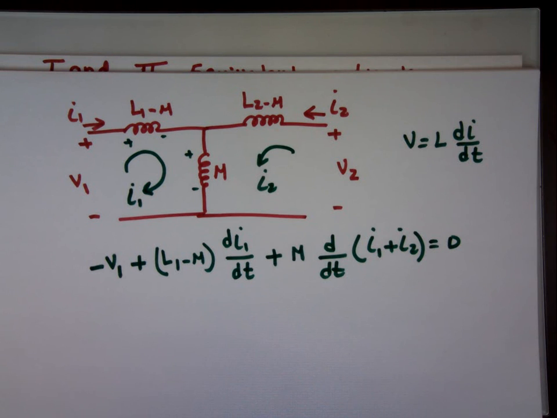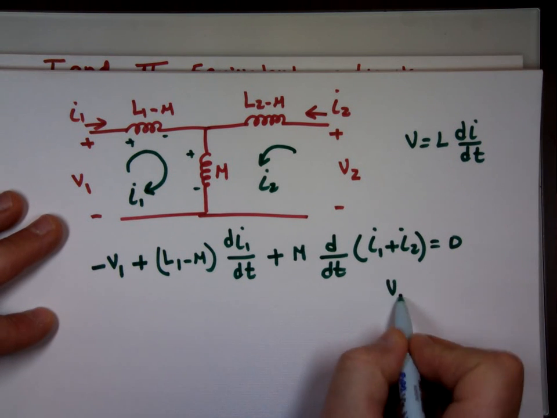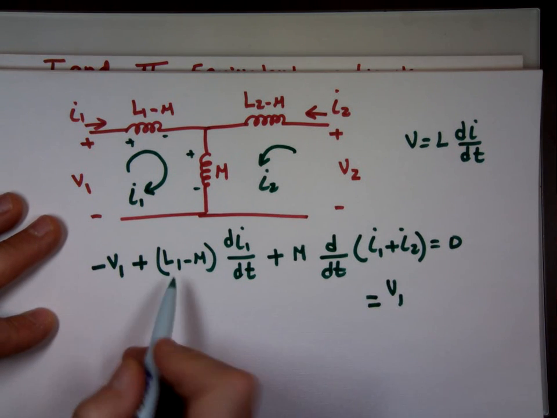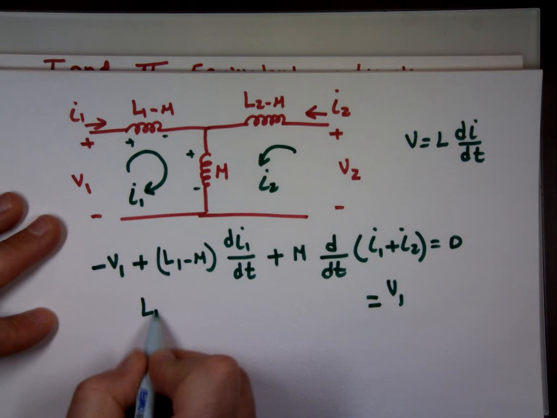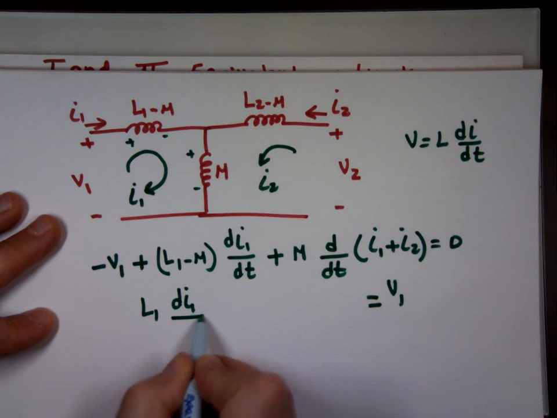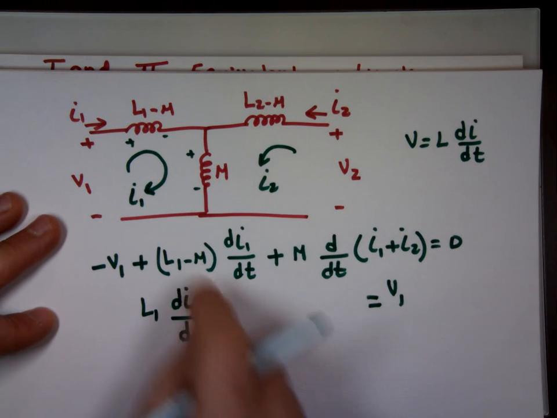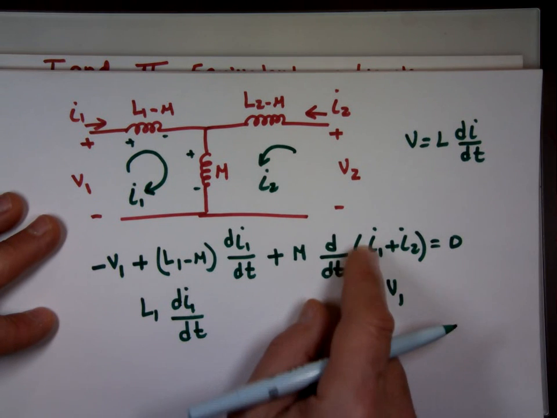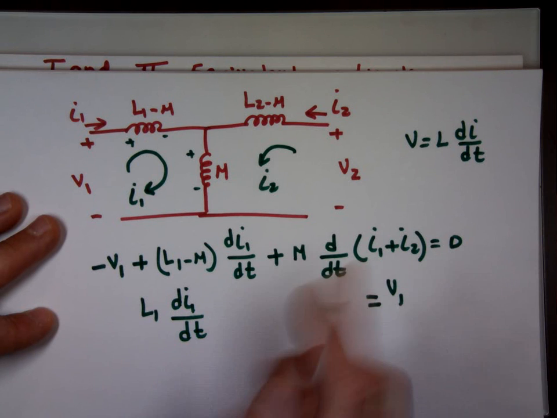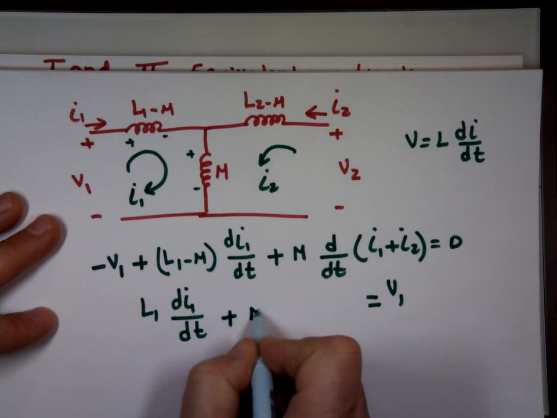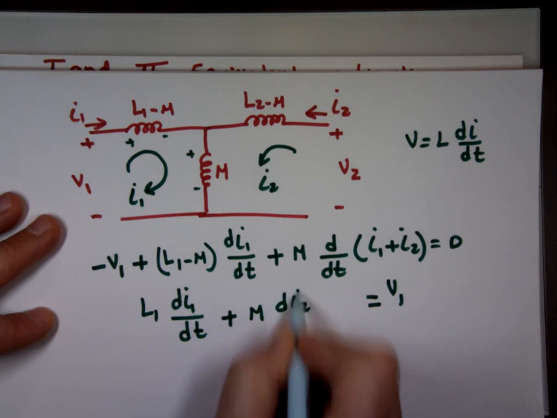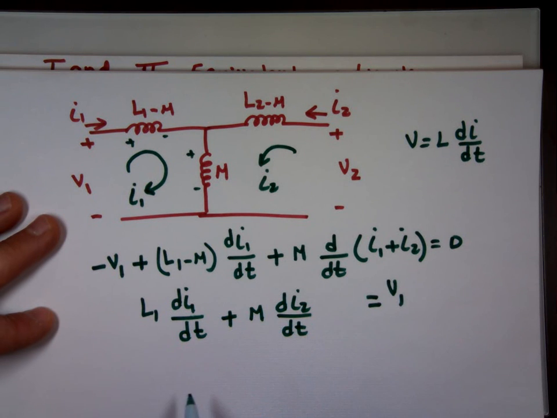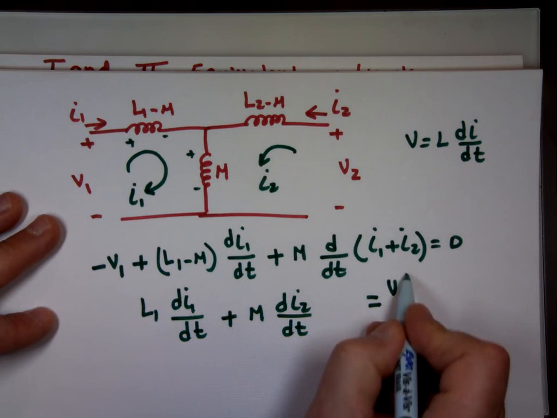Let's clean it. This will be V1 equals L1 di1/dt. This is minus M di1/dt, and this is plus M di1/dt. What will happen? They cancel each other out. So what's left? M di2/dt. And put this in a box.